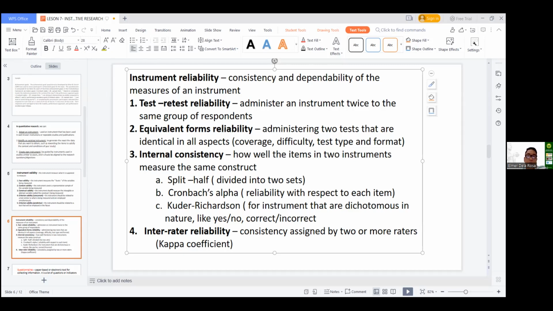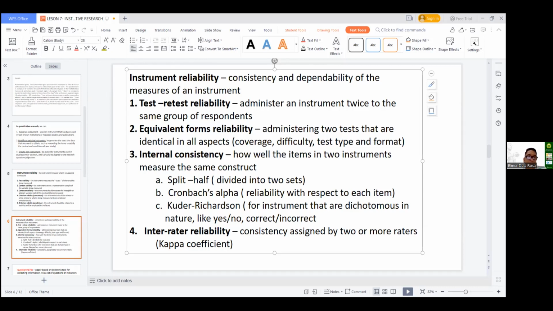Equivalent forms, you administer two tests that are identical in all aspects. So sa test retest, ulitin mo parehas. Sa equivalent forms, magkaiba, pero magkaparehas lang sila sa coverage, sa difficulty, sa test type and format, and then you correlate the results. Students who scored high on the first part or first type should also score high on the second type because the tests are identical in all aspects.